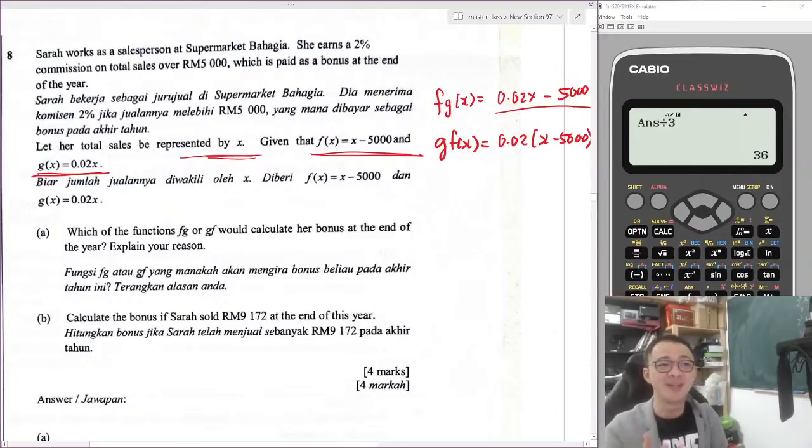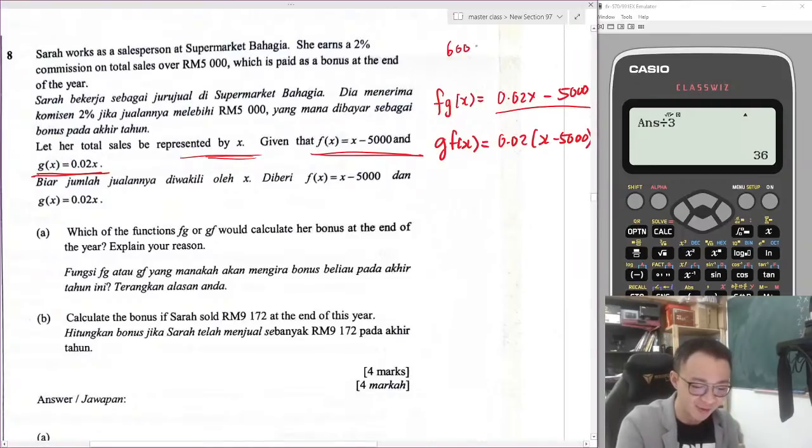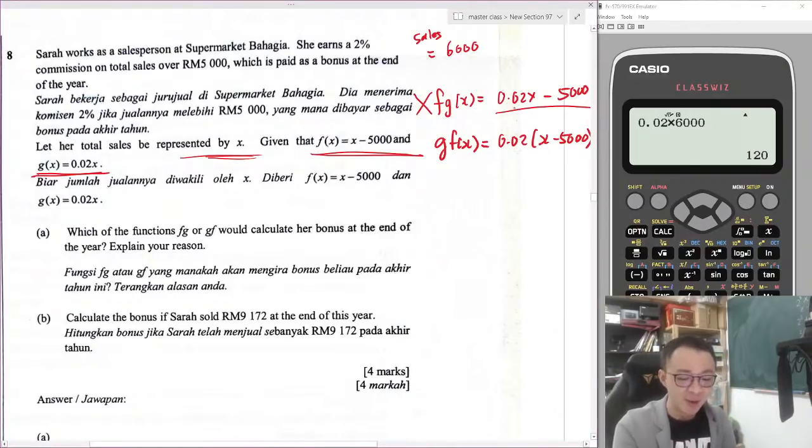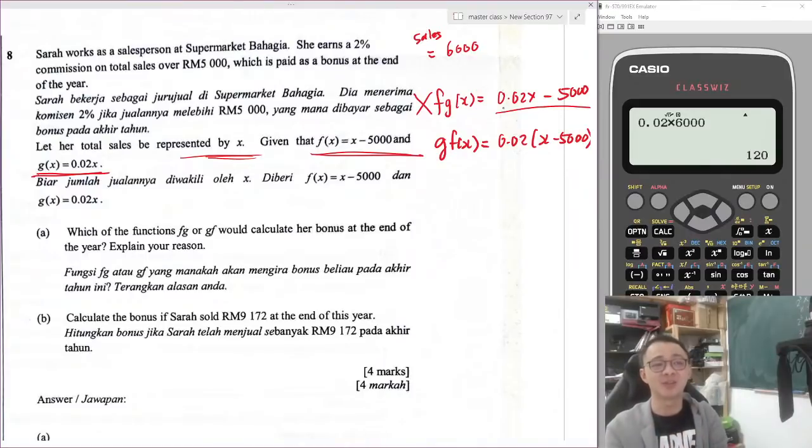Since x will be the sales, right? You imagine if today your sales is 6,000. Then you imagine you use 0.02 multiply 6,000 first. Does it make sense or not? It doesn't make sense, right? Then you use 120 minus 5,000, and you end up still owing the company money. So this one doesn't make sense at all, because you cannot straight away use the sales to multiply 2%. Because the 2% you multiply after you minus the 5,000, isn't it?